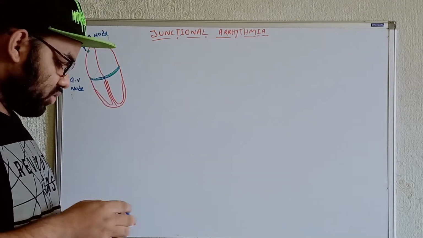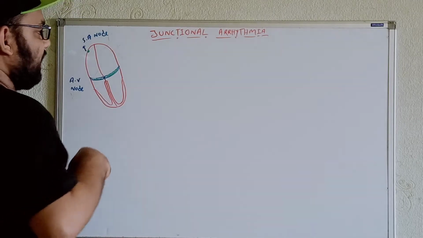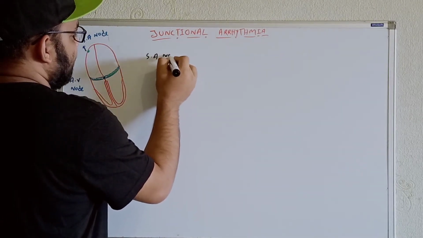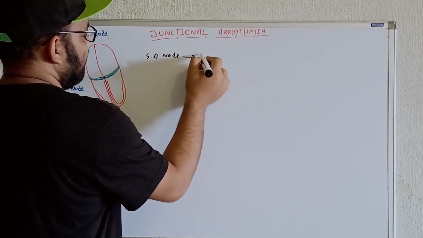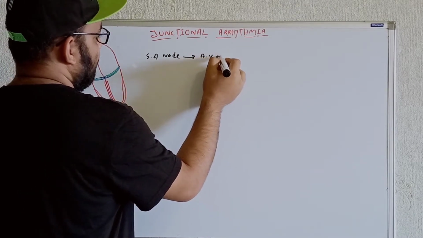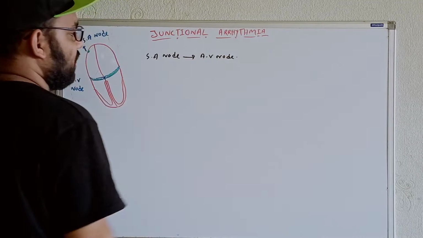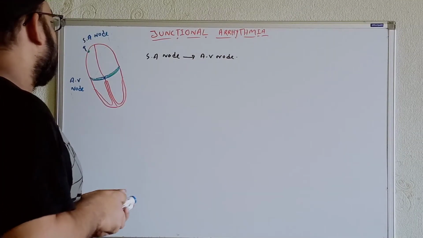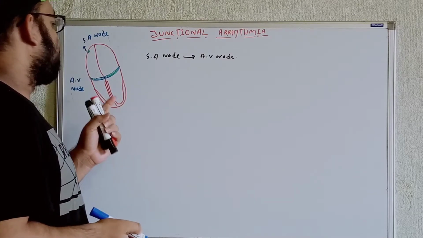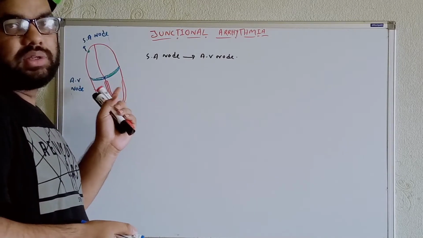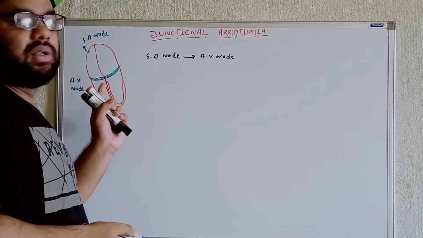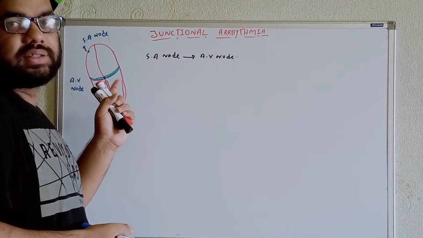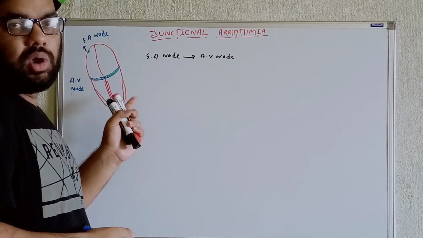So you can write it over here that from the SA node, the electrical impulse will come within the AV node. As I said before, the conduction velocity within the SA node is moderate, and within the AV node the conduction will be slow.